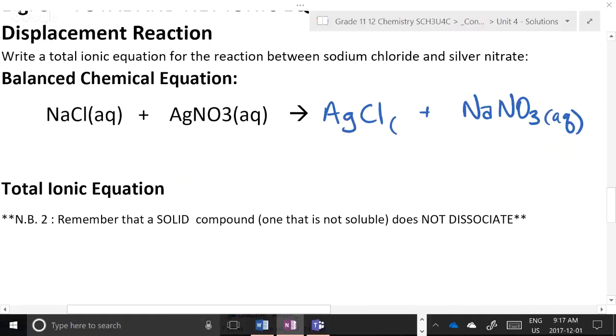Silver chloride is not soluble. So what do I have to put here? Solid. And that means that this reaction does happen. This is a good reaction, right? Okay, so that one's real.